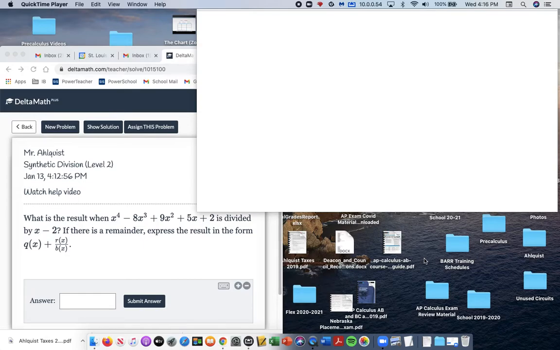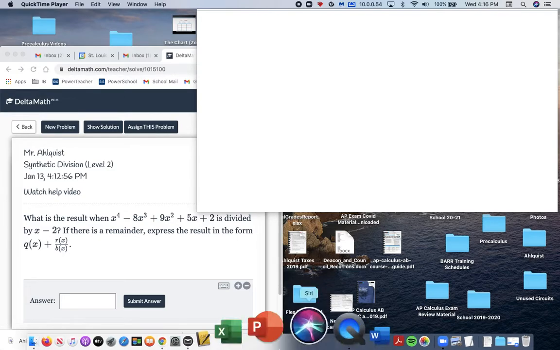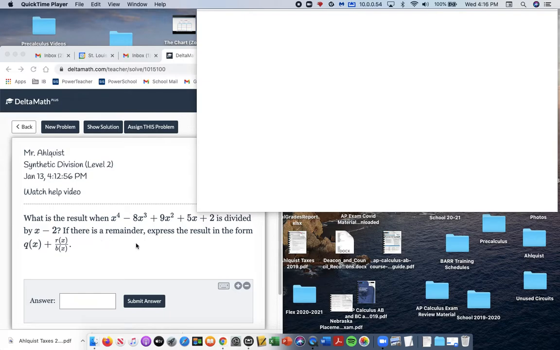Now we're going to do the same kind of thing, but we're going to end up with a remainder on this one. And I want to show you how you would end up writing this one, because we're going to express this result, and you look at the wording down here. If there's a remainder, express the result in the form of q of x plus r of x divided by b of x. I'll show you what they mean on that, but it's the same process that we just did.